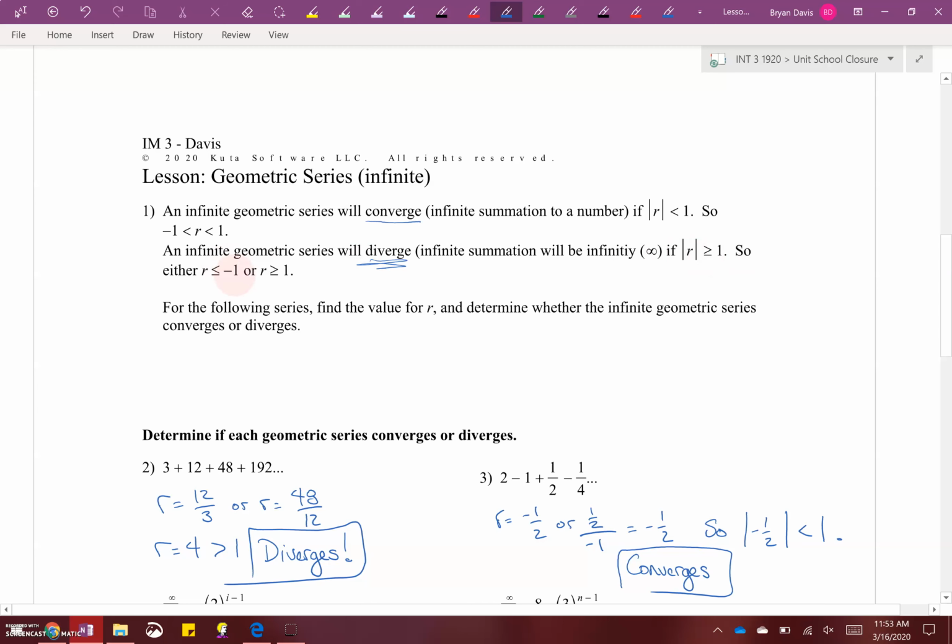So if r is less than or equal to -1, or r is greater than or equal to 1, this infinite geometric series will diverge. It will not come down to just one number. It will come down to infinity. And I'm willing to say that infinity is not necessarily a number, but a concept. So for the following series below, what I'm going to do is find the value for r, see if the absolute value of r is less than 1, or see if the absolute value of r is greater than or equal to 1. And from that, I'm going to determine whether the infinite geometric series converges or diverges.